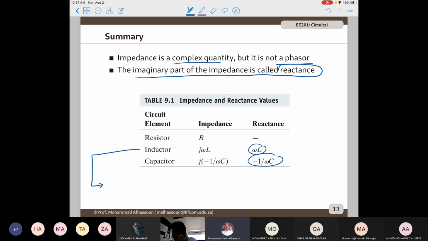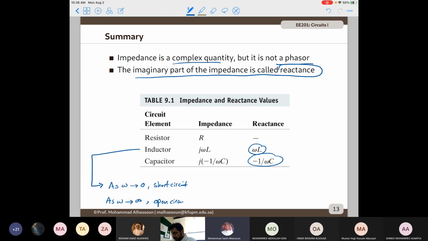To behave as a short circuit. Exactly, it behaves as a short circuit. So by looking into the definition of the impedance, as omega approaches zero, which means we are approaching DC, the inductor behaves as a short circuit. It's very interesting to note here that as omega approaches infinity, as we increase the frequency, the inductor behaves like an open circuit. This is very important.